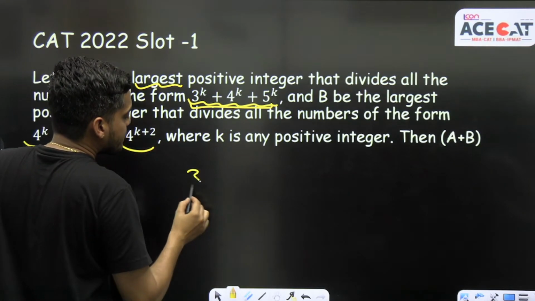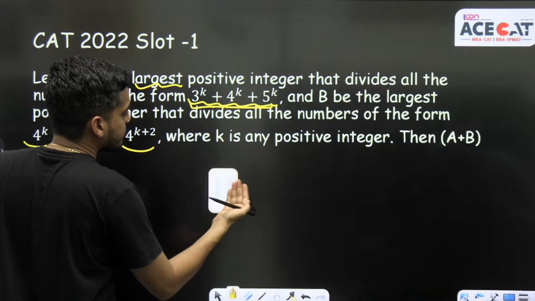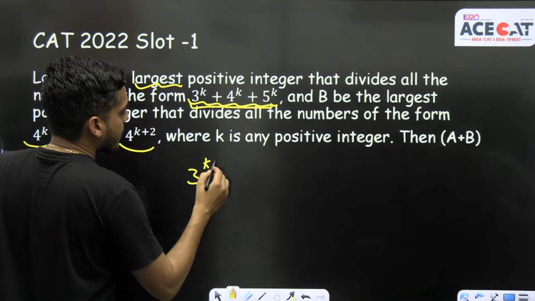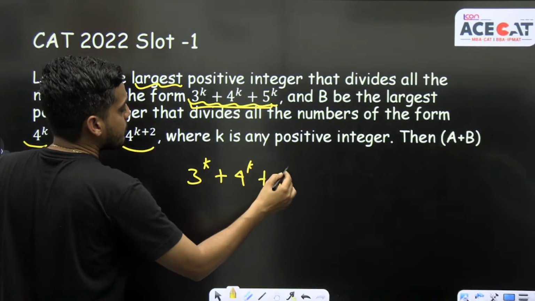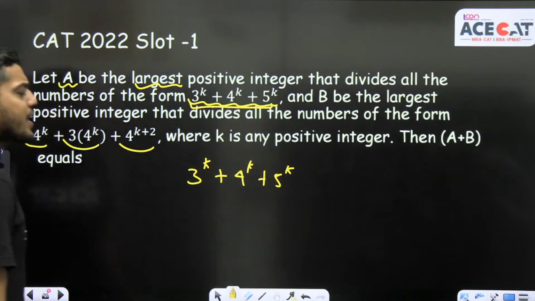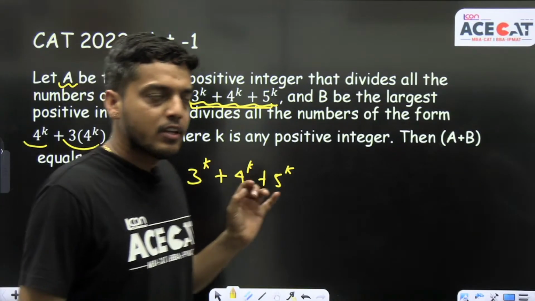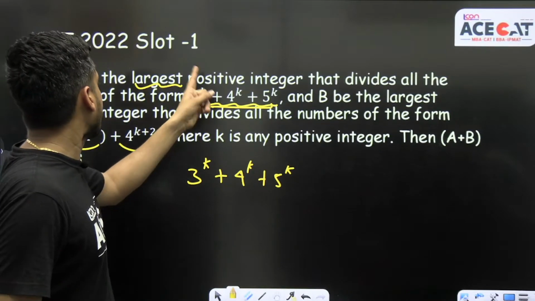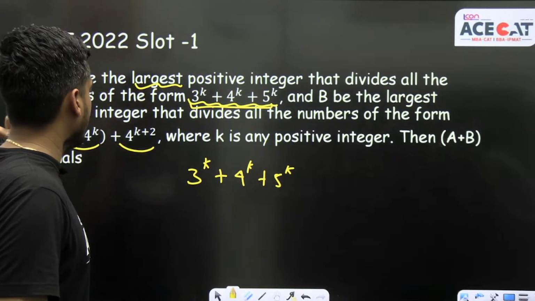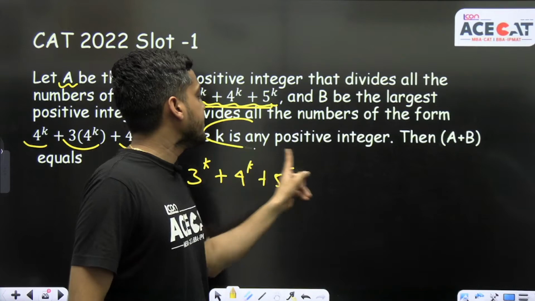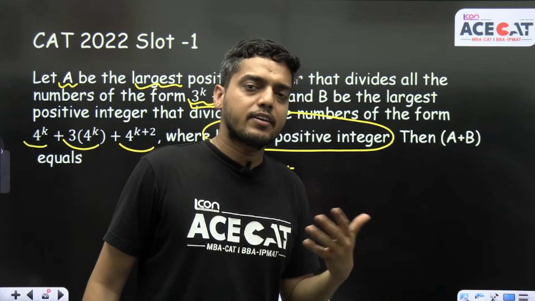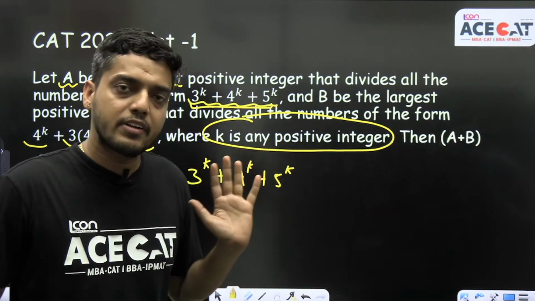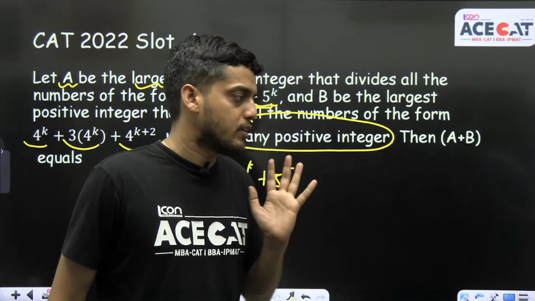So let's write these values: 3 to the power k plus 4 to the power k plus 5 to the power k. If I put k equal to any value, first of all k is a positive integer, where k is any positive integer. So k cannot be a fraction like 1.2 or 1.3. K will be only 1, 2, 3, 4, 5, 6, 7, 8 and so on. K will be only a natural number.